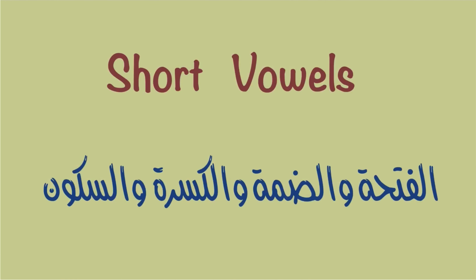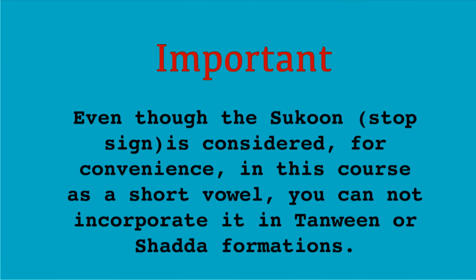Our next segment is dealing with the short vowels: fatha, dhamma, kasra, and sukoon. All major concepts in this lesson are going to be presented with the notion that you have mastered the previous lessons. This is important just to emphasize. Even though the sukoon or the stop sign is considered for convenience in this course as a short vowel, you cannot incorporate it in tanween or shadda formations.